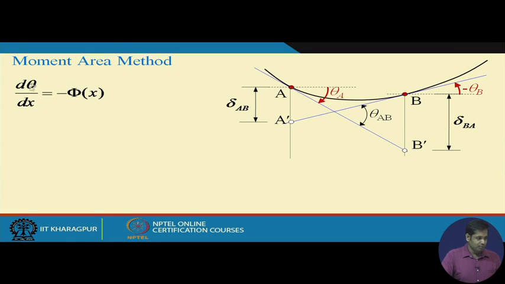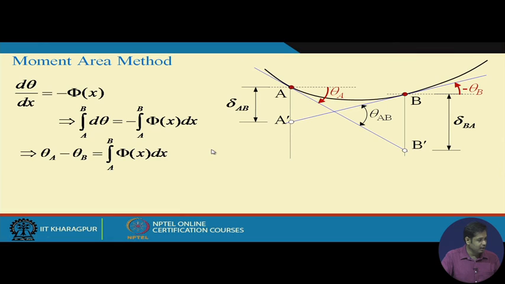Now, we know that d theta by dx is equal to minus phi x, just now we denoted this. Okay. Now, if we integrate the entire thing between point A and B, what we get is integration of d theta between A and B is equal to minus integration of phi x between A to B, right. Now, what is this integration of d theta? Integration of d theta between point A to B is equal to theta B minus theta A, but since we have a minus sign here, it can be written as theta A minus theta B, and the integration between A to B is phi x dx. So, what is theta A minus theta B? Theta A minus theta B is essentially theta AB. So, theta AB is equal to integration of phi x between A and B.